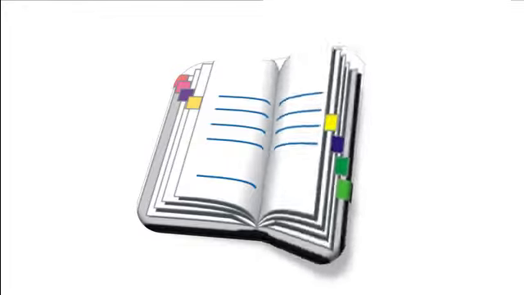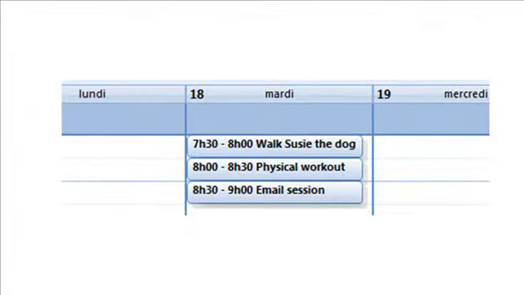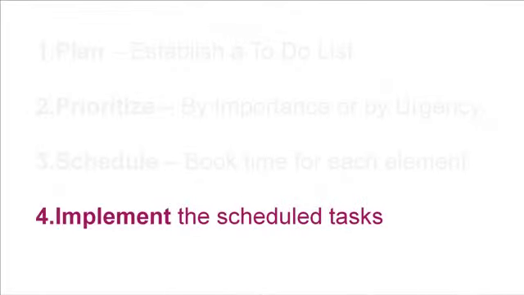With my to-do list neatly drawn up, I'm ready for the next step, booking time on the calendar. 7:30 to 8, walk my dog Susie. 8 to 8:30, do my push-ups and have a shower. 8:30 to 9, prepare and reply to the client's email, and so on. And last, but not least, implement the scheduled tasks. And wow, if I'm a truly disciplined person, I will have finished and done exactly what I planned by 9 in the morning. But is this really how it happens?